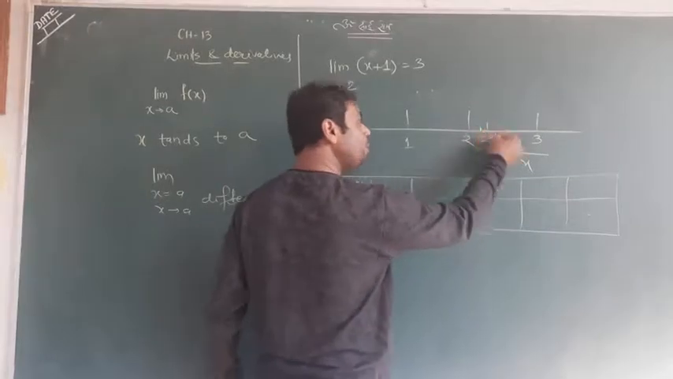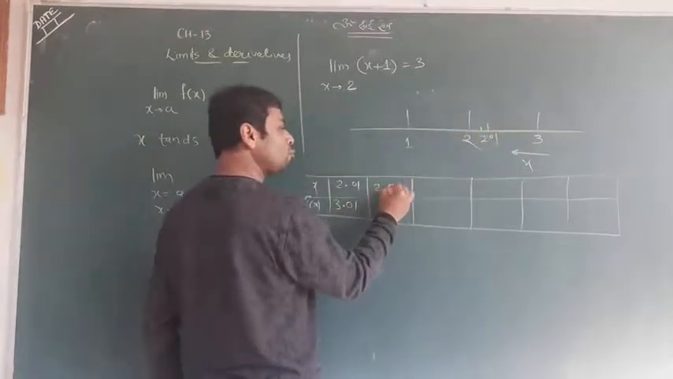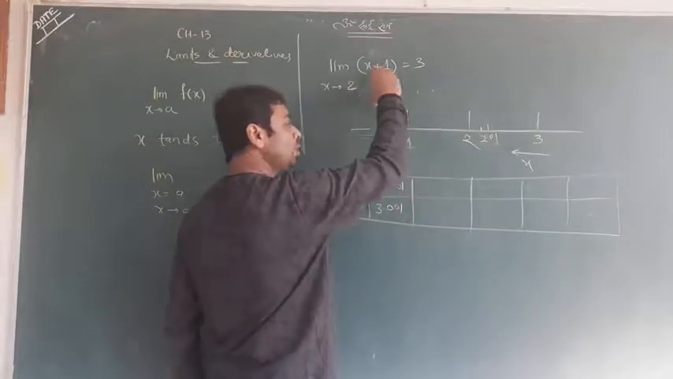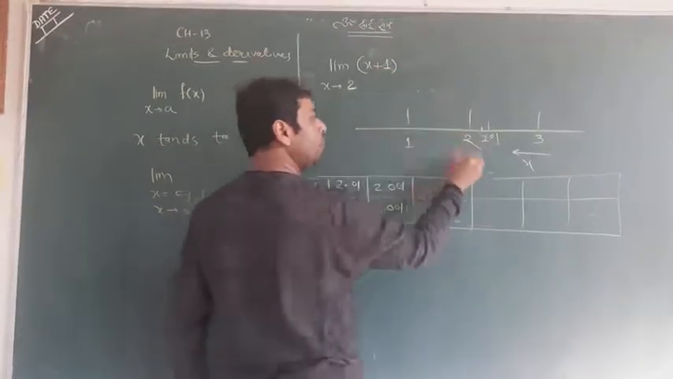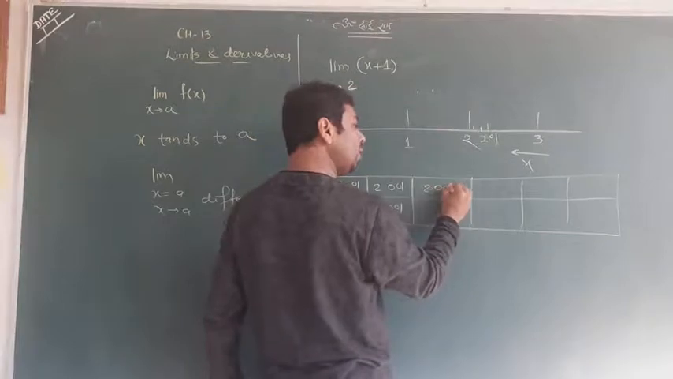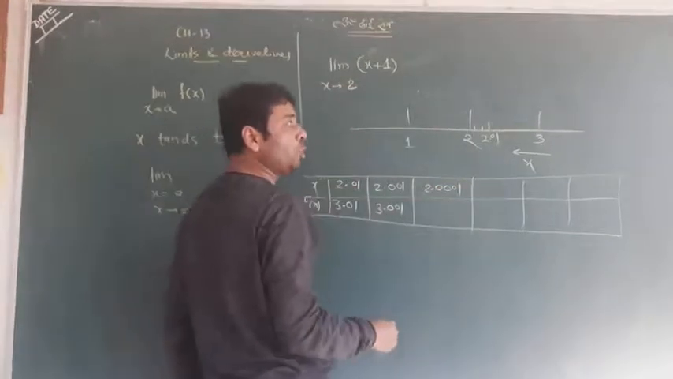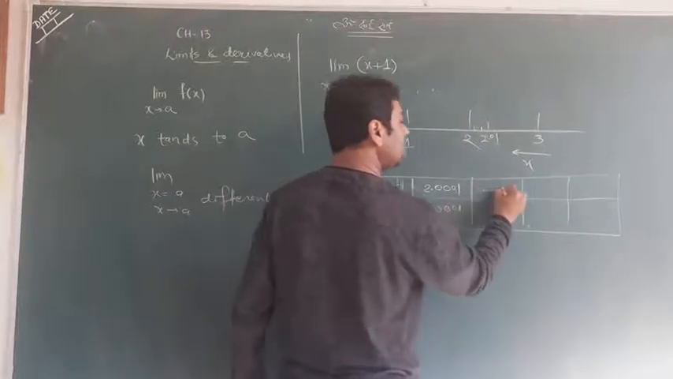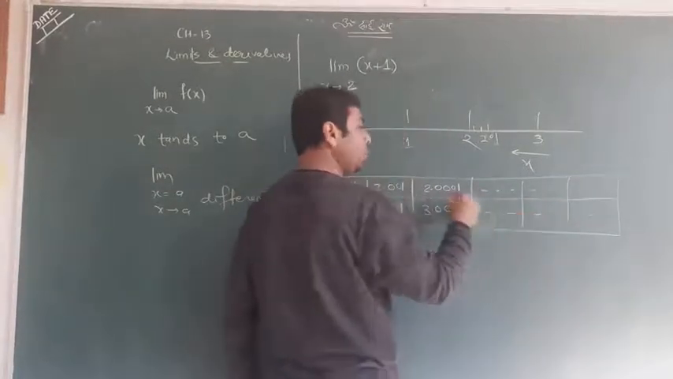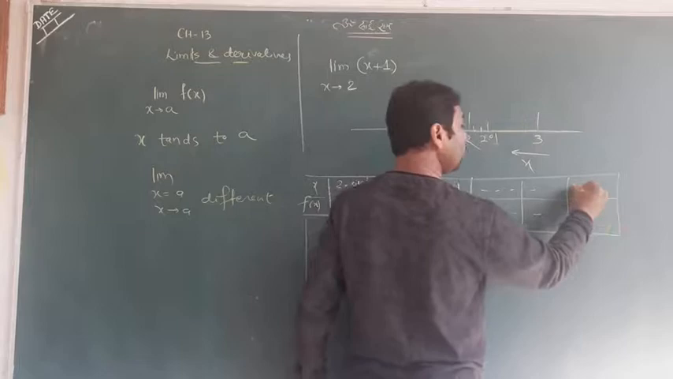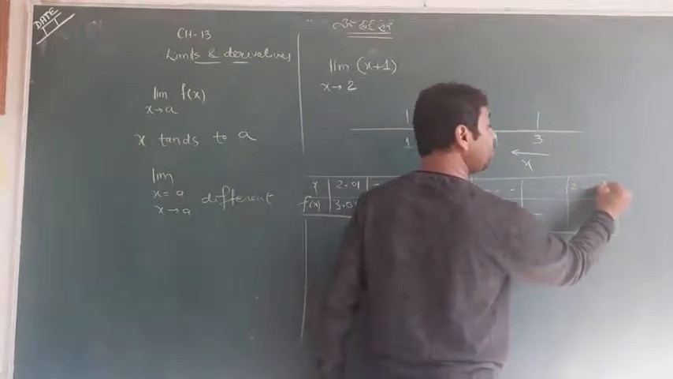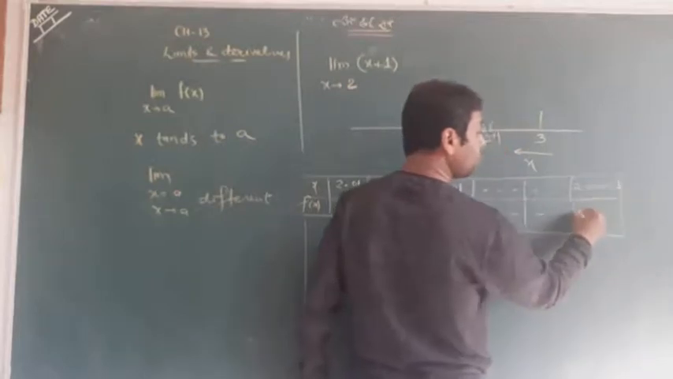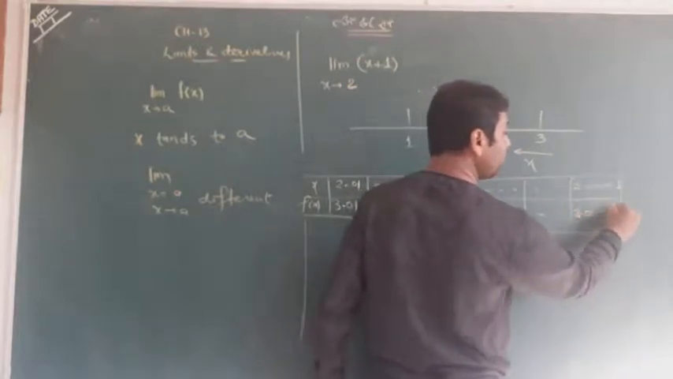When x is even nearer, it is 2.001. Your answer is 3.001 after putting it here. When it is again much nearer, the answer is 3.001, and this will go on infinitely. Lastly, when you put 2.000 with infinite zeros and a 1, you will have 3.000 with infinite zeros and a 1.